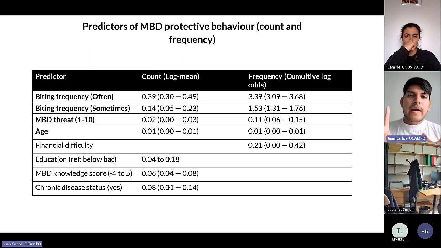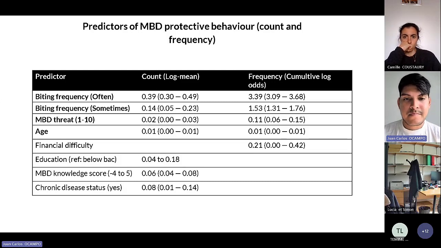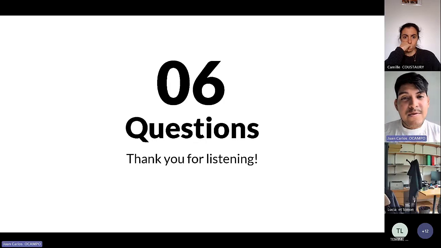And here we have a little summary of what goes on. We have biting frequency, MBD threat, and age as predictors of both count and frequency. That is, if we maintain our assumption that MBD protective behavior is a function of both count and frequency. We have financial difficulty for frequency, and education, MBD knowledge score, and chronic disease status for count. Thank you so much for listening, and I'd be happy to chat.